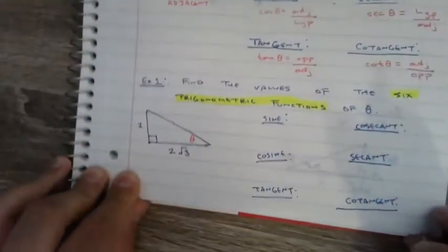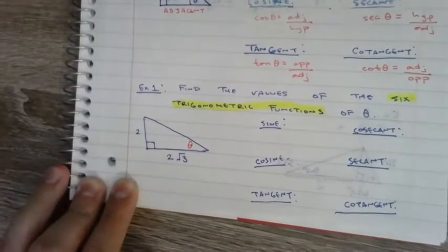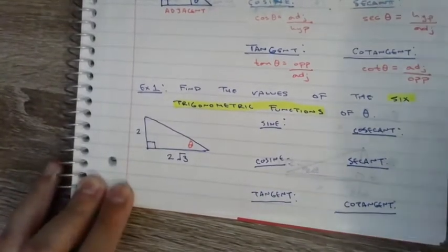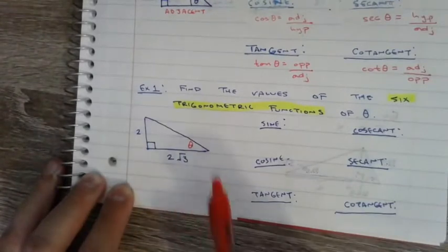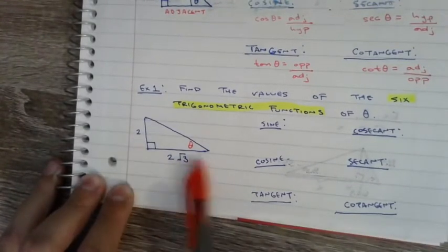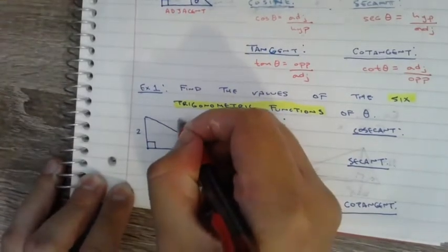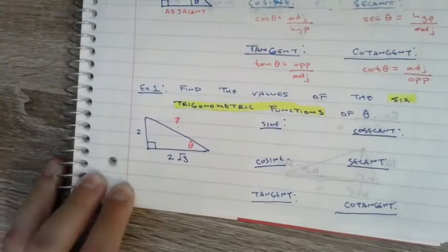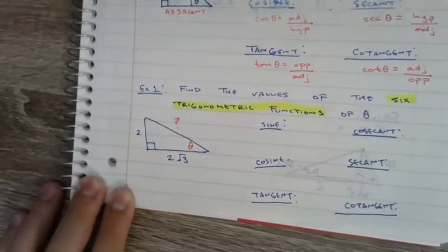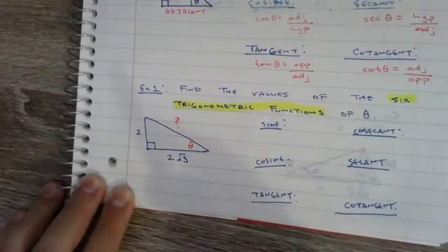So now we're going to go from there. First, for us to find the values of the trigonometric functions of theta, we must have all 3 sides. If you notice, you have 2 and you have 2 square root of 3. Now if you notice right here, this side is missing. However, if you can recall from geometry, we have a formula that helps us find this side. That is going to be the Pythagorean theorem.